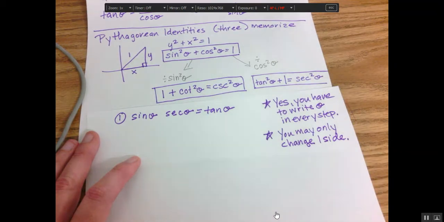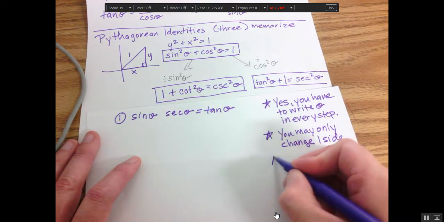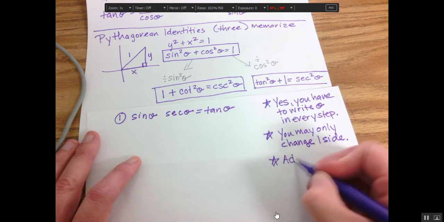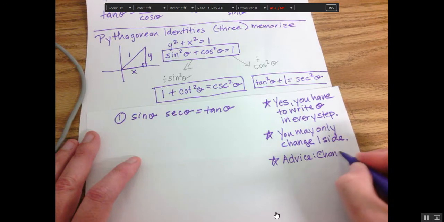And generally, it's easier to change the complicated side. So I'm going to say, as advice, start on the complicated side. Not a rule, but advice. Change the complicated side.